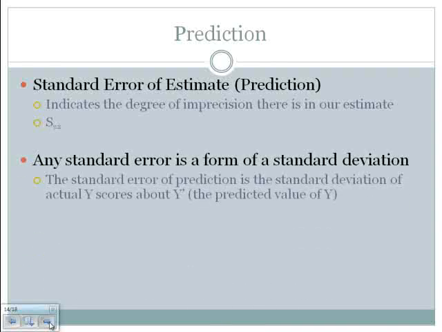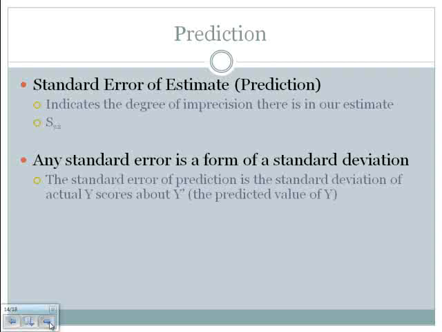Basically, what you need to start grasping hold of, and I know this is true because we're going to be talking about this in the last two modules: any standard error is a form of a standard deviation. So the standard error of prediction is the standard deviation of actual y scores about y prime. And probably the best thing for you to think about is the bad graph that I just drew.